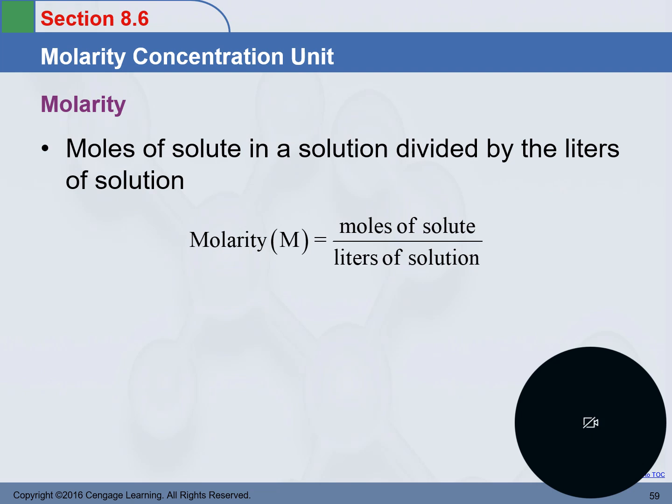We're about halfway done with this chapter. 8.6 deals with molarity. And there's an equation that you should probably put to memory, and that's for calculating the molarity. You just take your moles of solute and divide by your liters of solution. Got to make sure that you're in liters, though. That sometimes catches people. It can't be in milliliters.